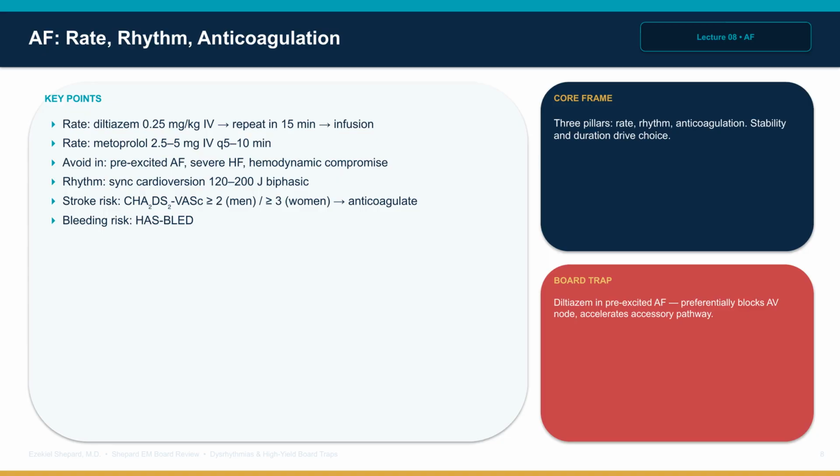Trial trivia, the ITE loves, the AFFIRM and RACE trials showed no mortality benefit of rhythm control over rate control in stable chronic AFib. Boards reward picking rate control as the default in older stable patients. The next step, PEARL.